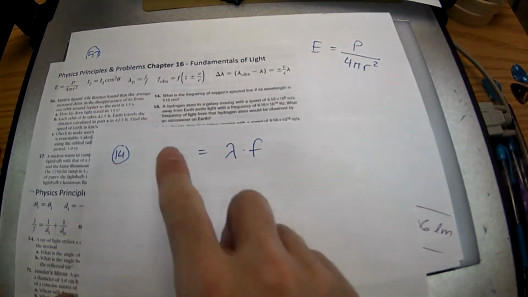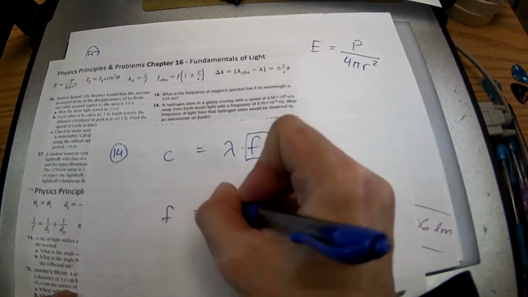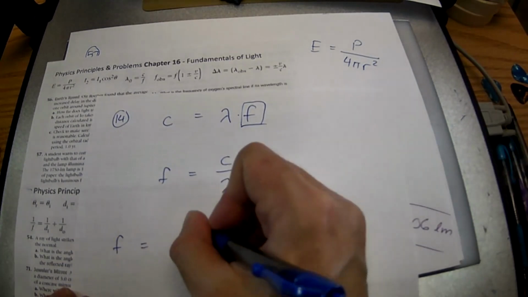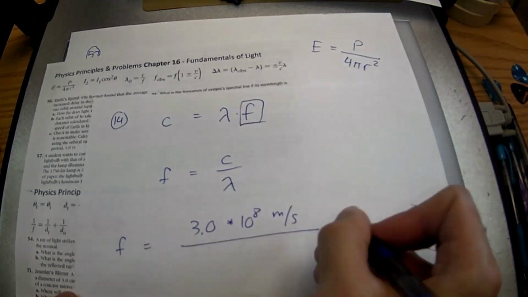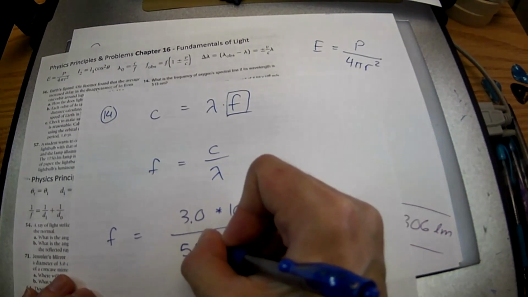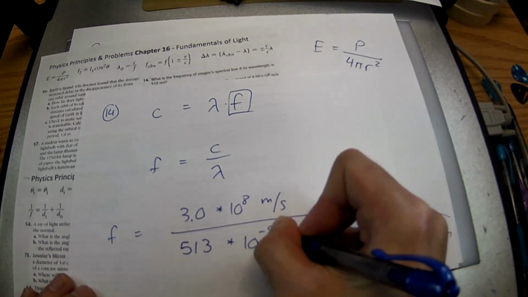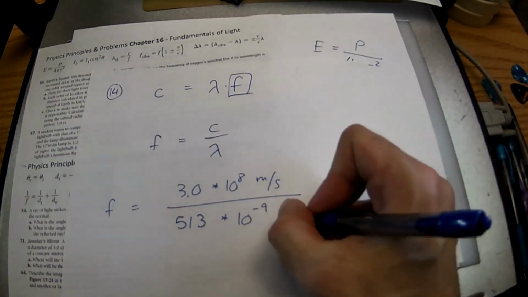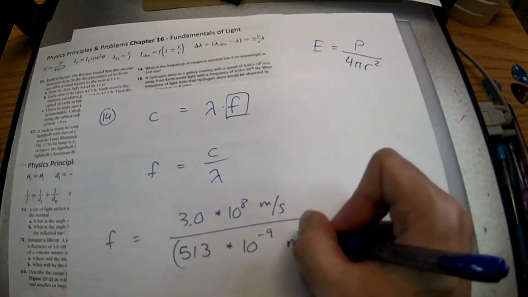Of course, we've got a special speed, the speed of light. We're solving for this frequency. So wouldn't frequency be equal to speed divided by wavelength? So frequency is equal to 3.0 times 10 to the 8 meters per second divided by the wavelength, 513 nanometers. Guys, nano, that's 10 to the minus what? Minus 9. So 10 to the minus 3 is milli, 10 to the minus 6 is micro, 10 to the minus 9 is nano. So this would be in meters. So that divided by that.